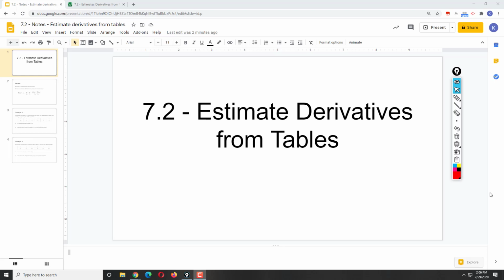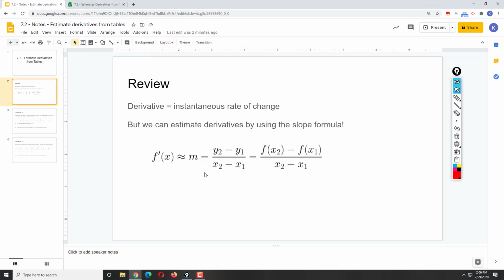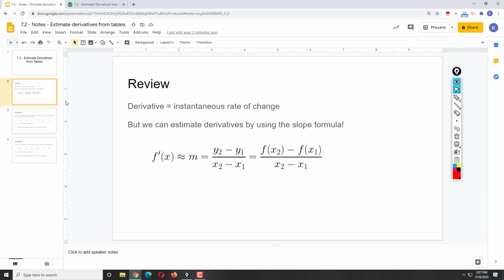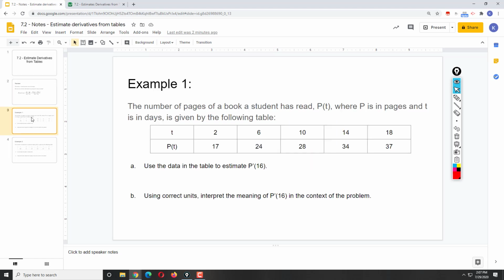Unit 7, Lesson 2, Estimate derivatives from tables. Review. So remember that the derivative is the instantaneous rate of change, or the instantaneous slope. But if we're given a table like this, we can estimate derivatives by using the slope formula. It's not instantaneous, but we can estimate it, give an educated guess.